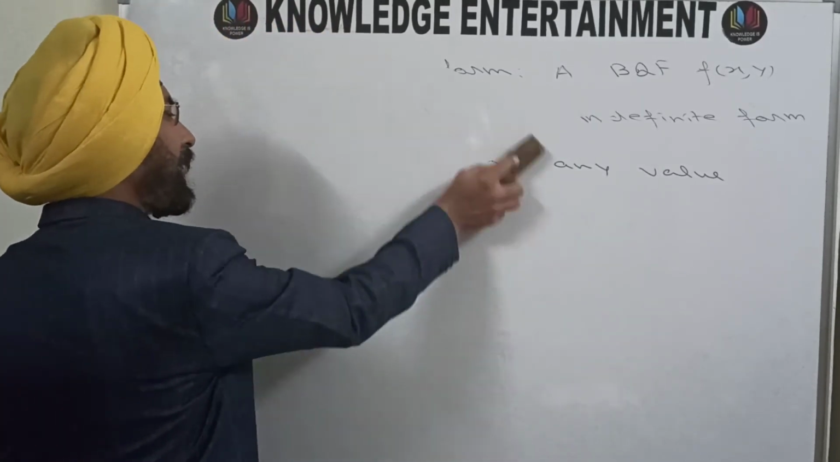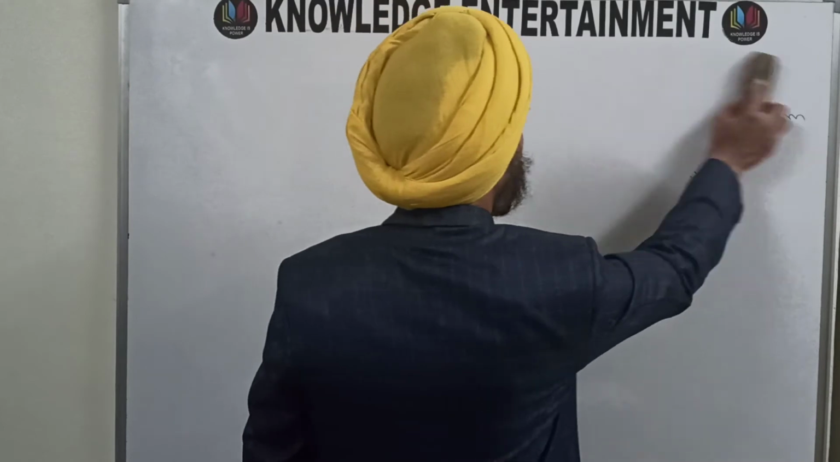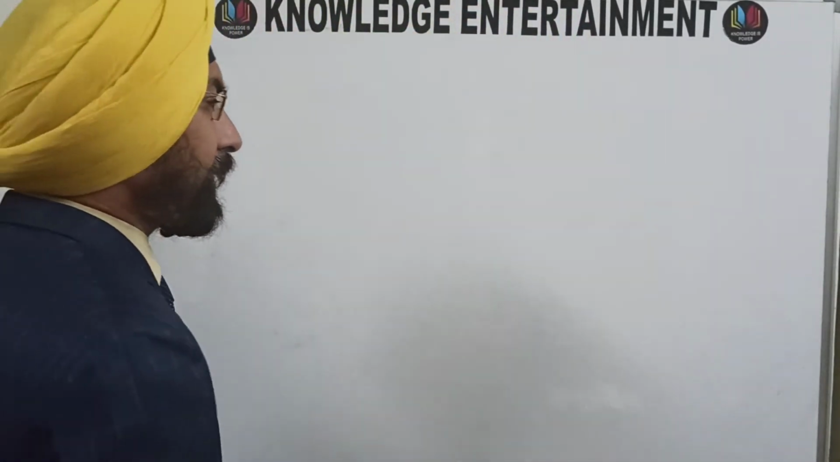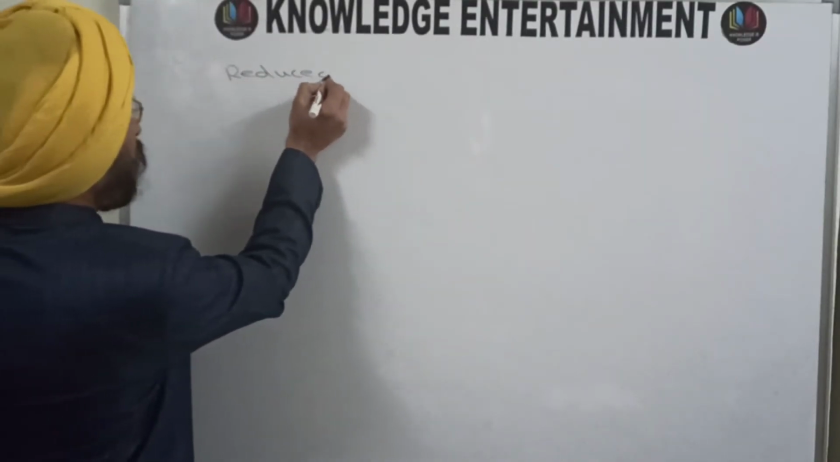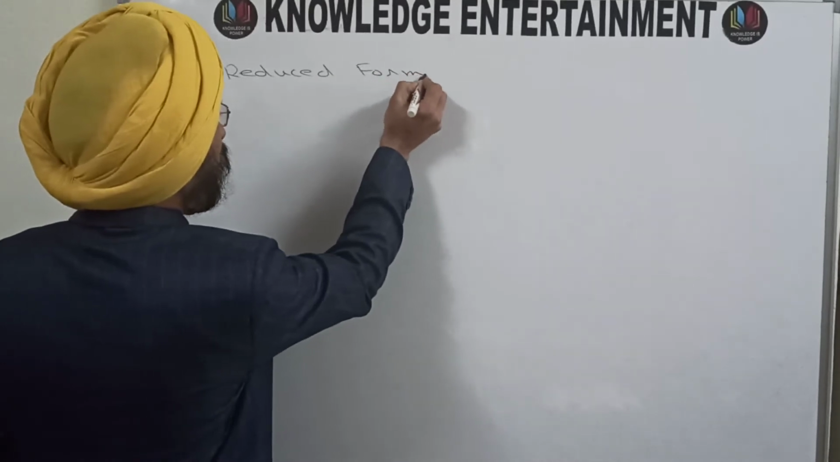So here I have defined several kinds of definite forms with examples. And now there is one more definition, that is reduced form. What is a reduced form?